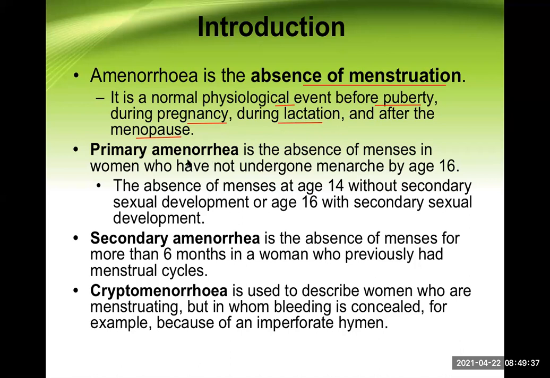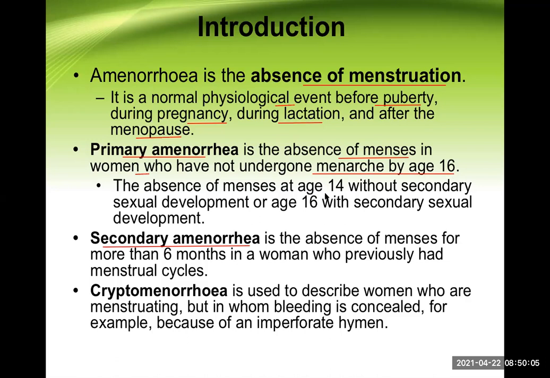Now there are two types of amenorrhea: primary amenorrhea and secondary amenorrhea. This is a classification. Primary amenorrhea means the lady has never developed any period. There is no menarche. It is the absence of menses in women who have not undergone menarche by the age of 16. So no menstruation by the age of 16.